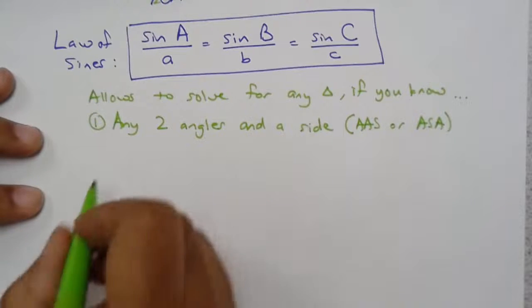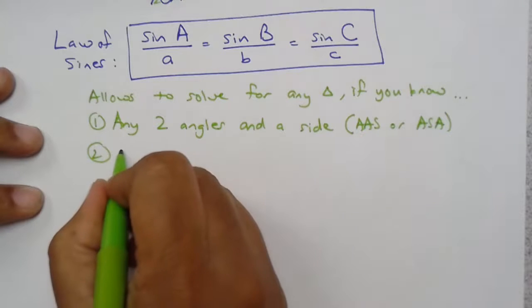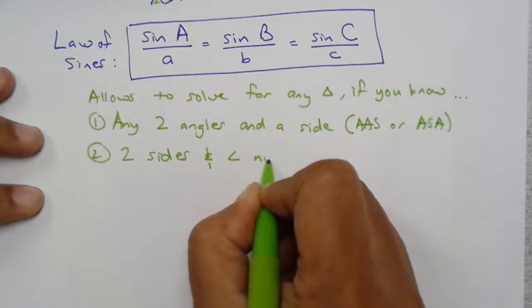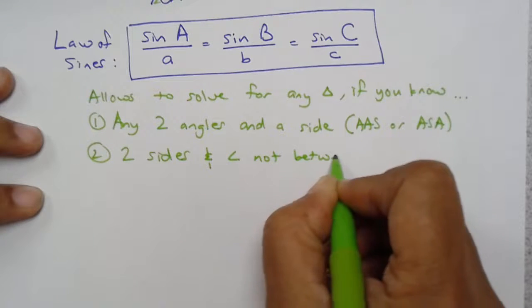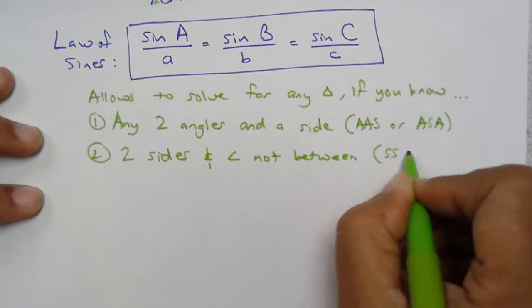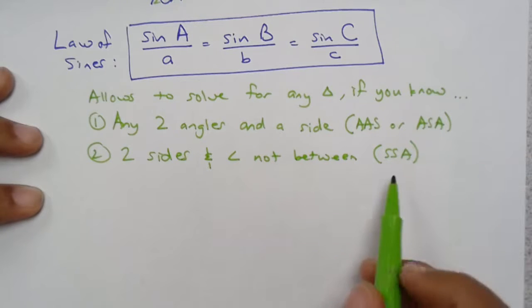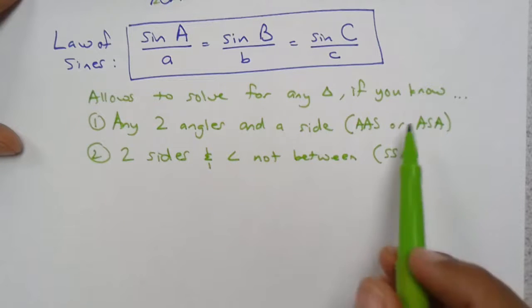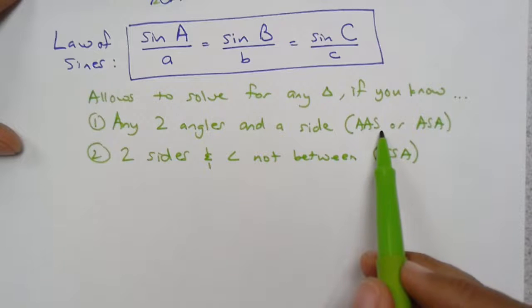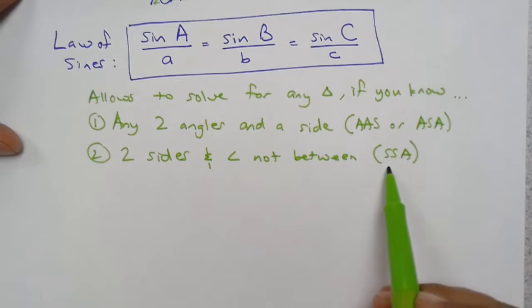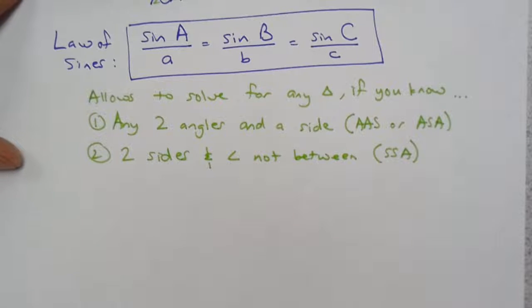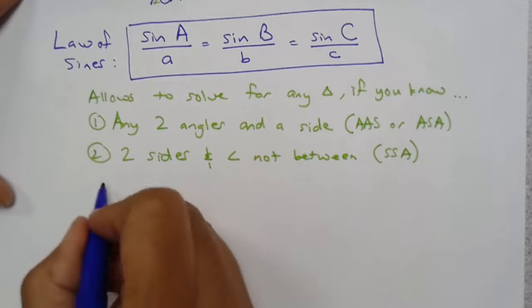You could have this case scenario where you have two sides and the angle not between. So that would be side, side, and the angle not between. Remember, we're not proving triangles congruent. We're just saying which of these triangles can you use the law of sines. So if you know two angles and a side, whether it's in between or not, or if you know two sides and the angle not in between, that's when you can use the law of sines to solve. So let's do a couple of examples here.